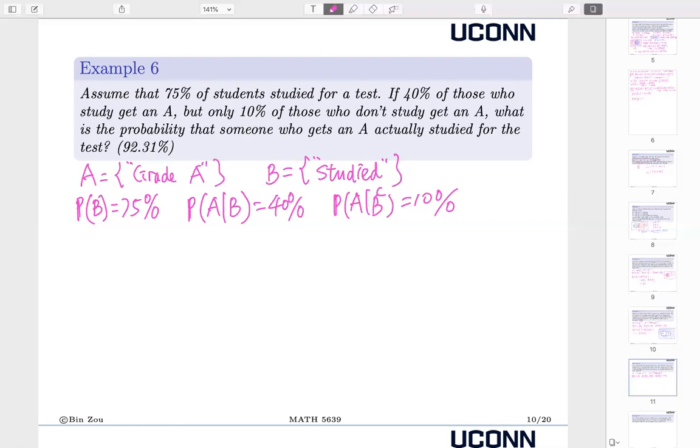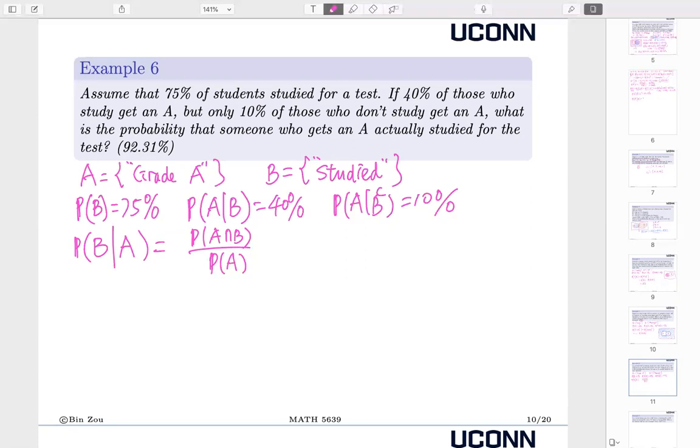Step 3, what do I try to do? Probability that someone who gets A actually studied for B. So we want to know what is the probability that the student studied for the exam given that this student gets A. So we want to know the probability of B given A. So this formula we have already applied several times.